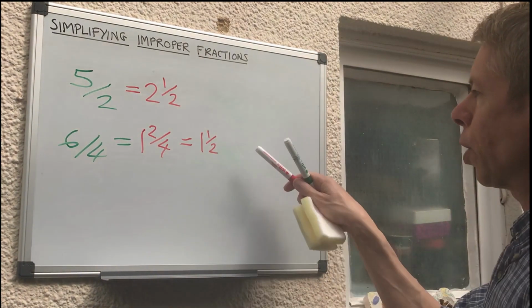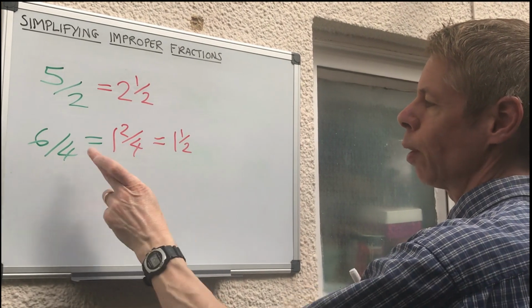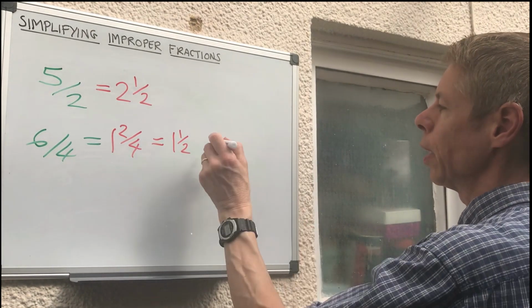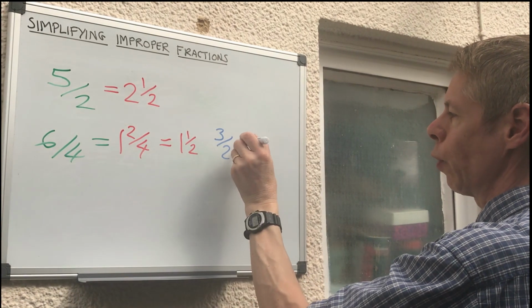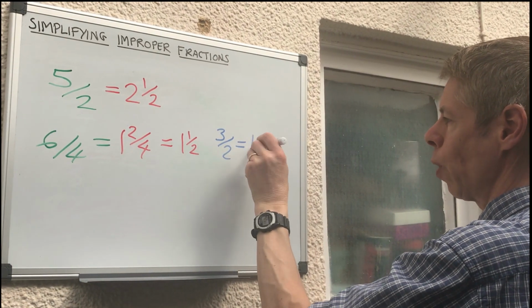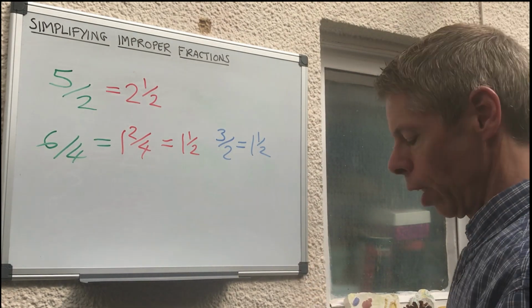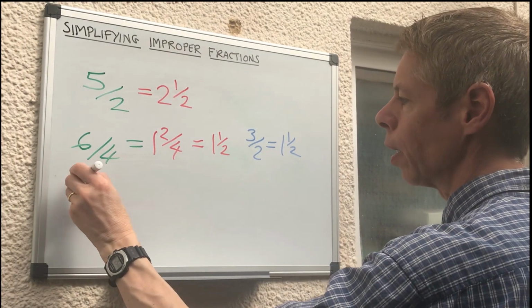Just to show there's a slightly different way you could have done that. You could have said that 6 over 4 is the same as 3 over 2, because we've halved each number. 2's into 3 is 1, remainder 1, so that makes 1.5. We're going to do 2 more, and then that will be the end of the video.